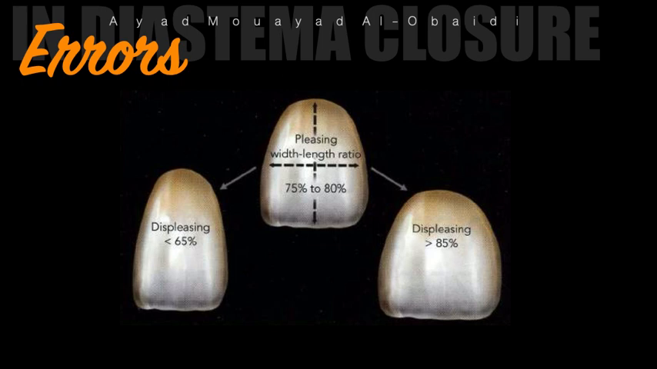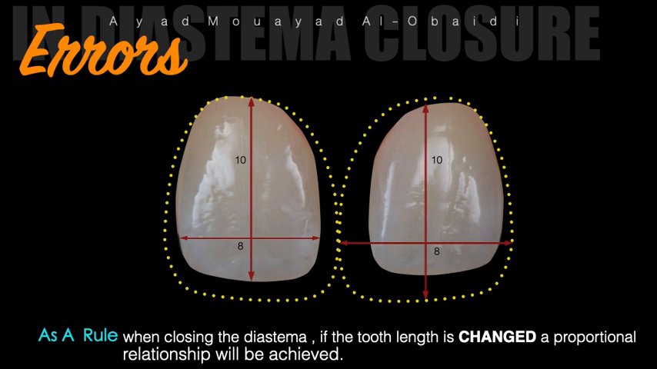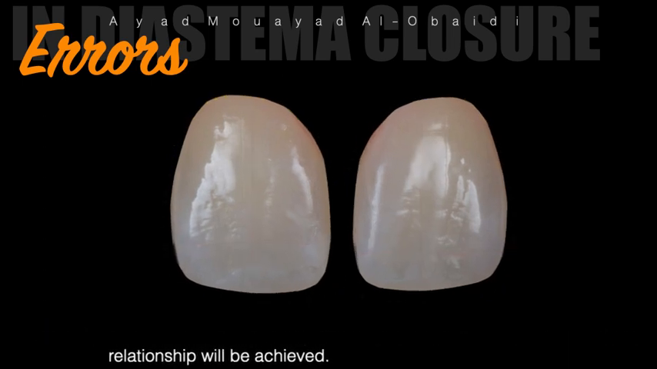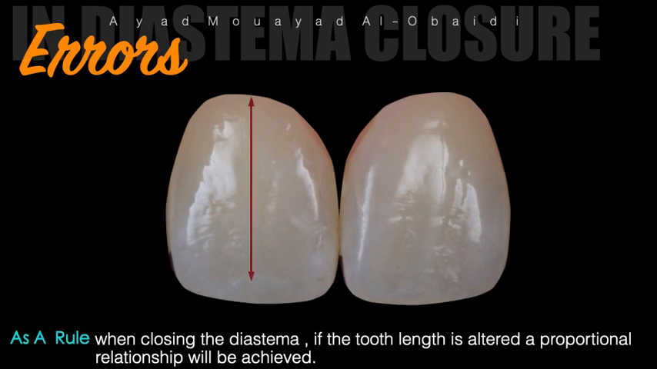Tooth proportions value above 85% lead to appearance of excessively short and square teeth, while those below 65%, similar to mandibular anterior teeth, appear too long and rectangular in shape. When closing the diastema, as a rule, if the tooth length is changed, a proportional relationship will be achieved.